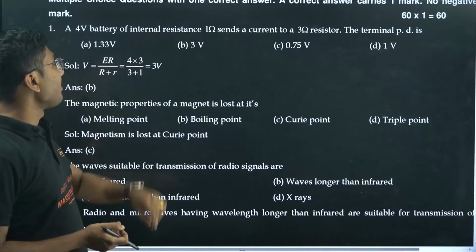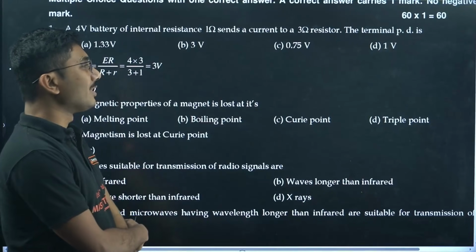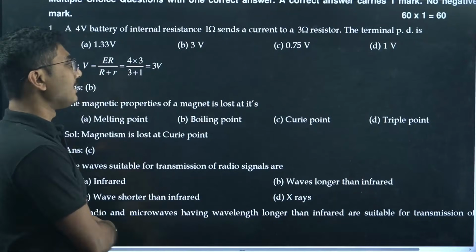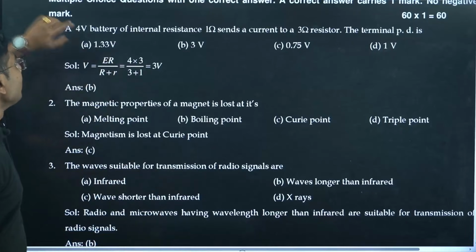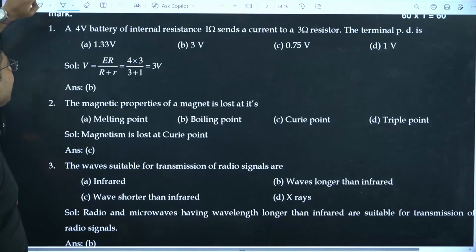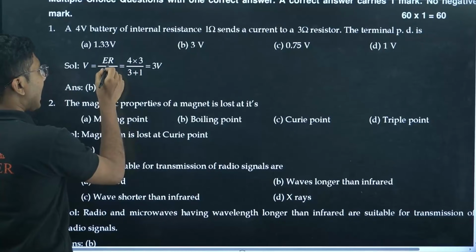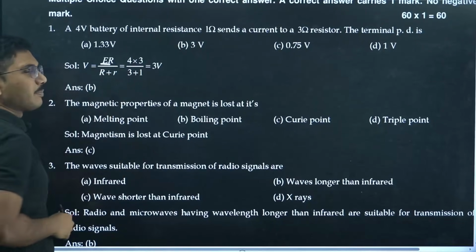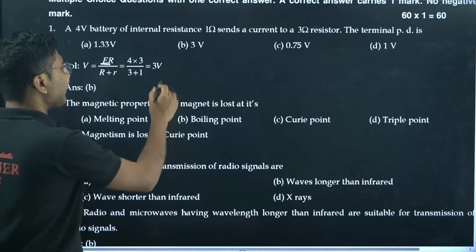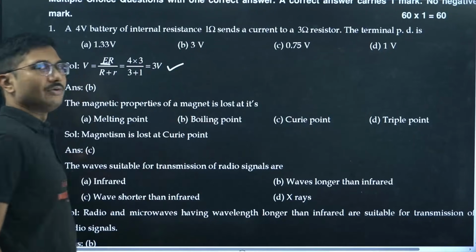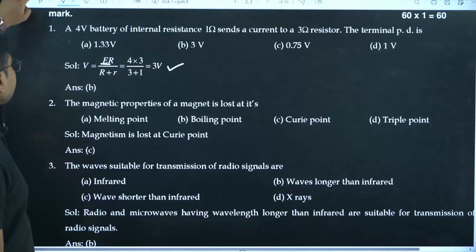Question number 1: A 4-volt battery of internal resistance 1 ohm sends a current to a 3 ohm resistor. The terminal potential difference is? Very simple, just use the formula ER divided by R plus small r, and apply the values given in the question. We are not going to do any difficult mathematics. You can directly get the answer as 3 volt. Now let's move on to question number 2.